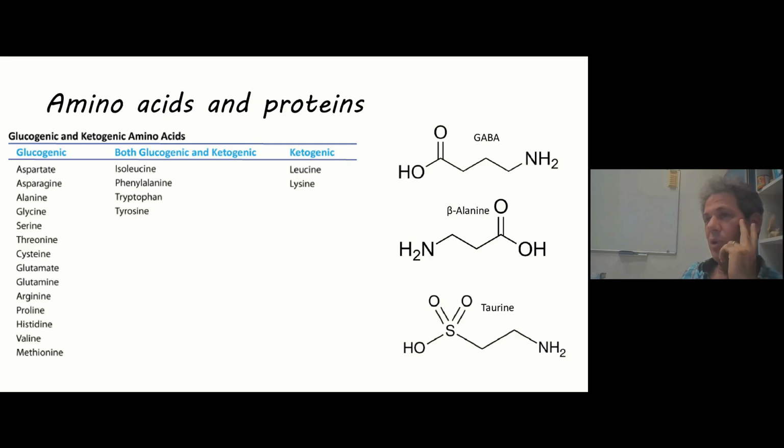Amino acids and proteins are also available, especially amino acids, not just protein organic amino acids, but also special amino acids like GABA, or beta-alanine, and taurine. And we did some experiment using these amino acids.